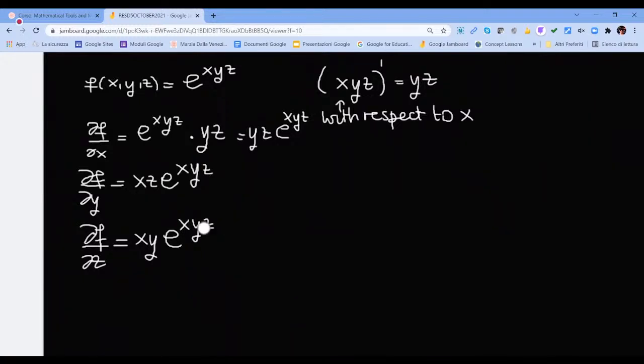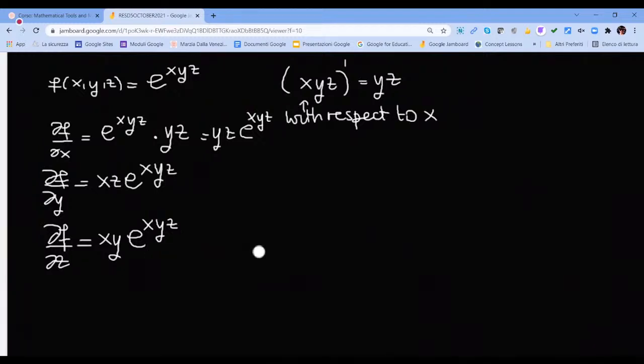Excuse me, please? In this case, e to the power of xyz, we could consider again the form of e to the power of g of x, where xyz is g of x. Yes, xyz is a product that is considered as the argument of the exponential function.